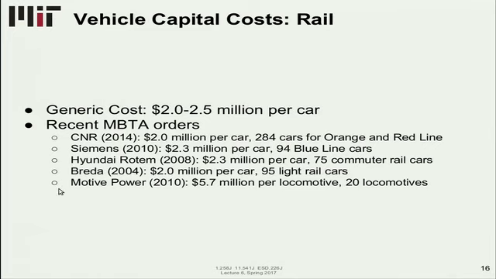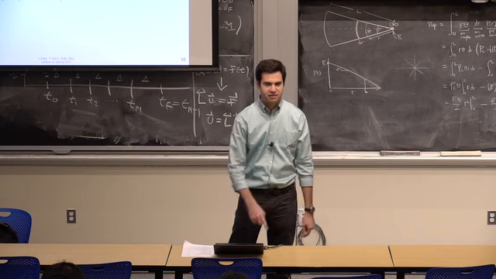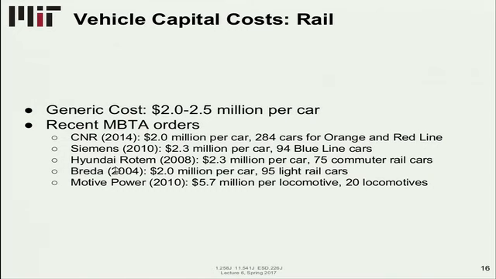Some recent ones: CNR, it was a large procurement, and that helps bring the unit cost down. So 284 cars replaced orange and red line vehicles. Siemens in 2010, about 2.3 million per car. That was for 94 blue line cars. Then we have Hyundai Rotem, 2.3 million per car. These are 75 commuter rail cars rather than heavy rail cars. Breda, 2 million per car. These are the green line cars, 95 of them.